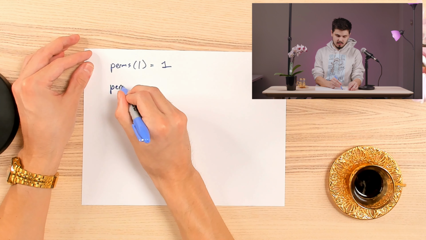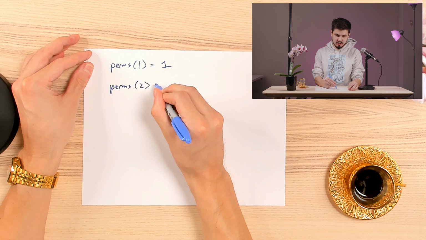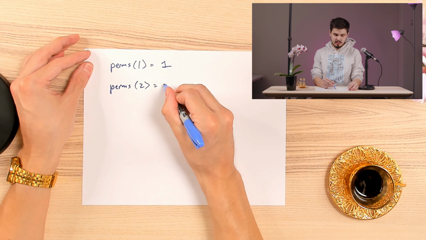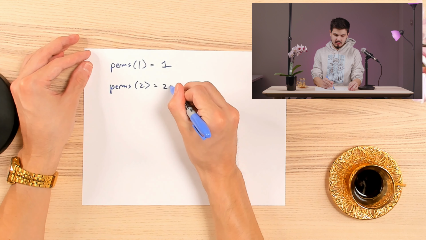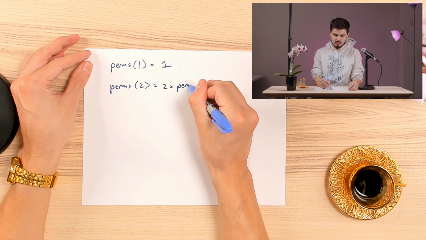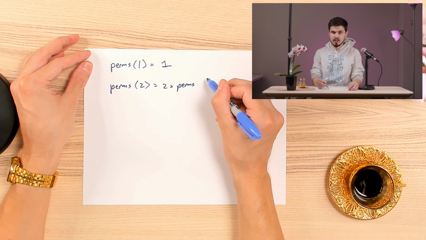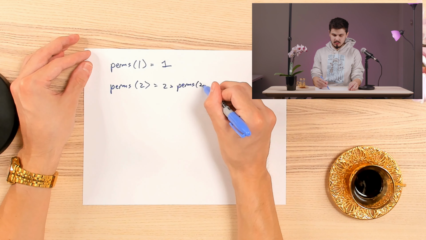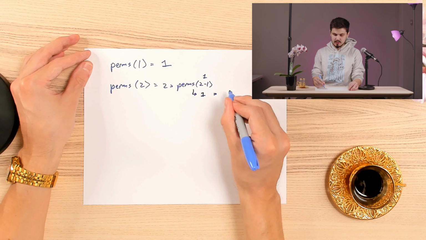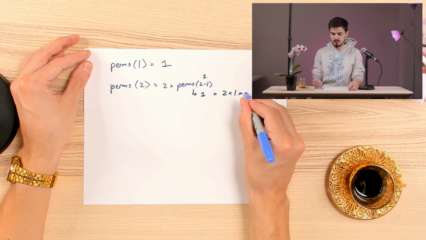Let's go to our more interesting case. We have perms of 2 is equal to n, which is 2 here, times perms of n minus 1, 2 minus 1 here, is perms of 1. And we said from before that perms of 1 is 1. So we have 2 times perms of 1, which we said was 1, equals 2 times 1 equals 2.